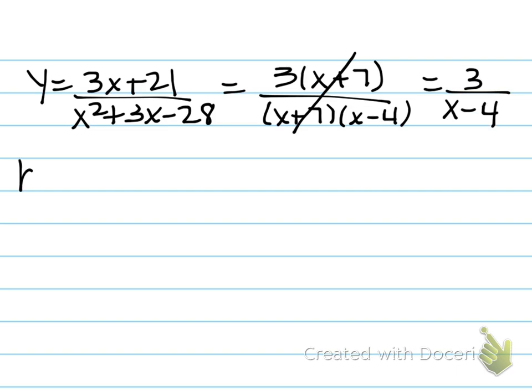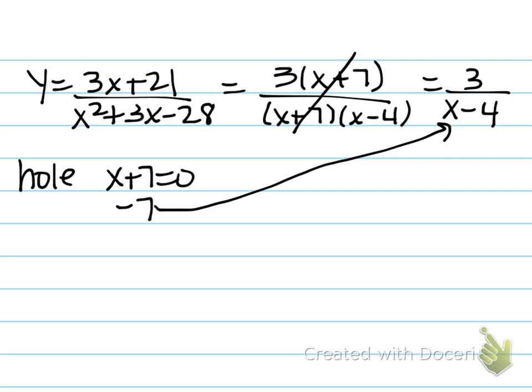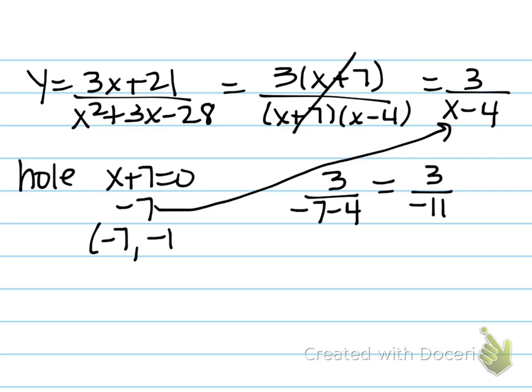So that means I have a hole when x plus 7 equals 0, which is -7. I need to take this x value and plug it into my new reduced function. So I'm going to get 3 over -7 minus 4, which is 3 over -11, which is not very pretty, but that's okay. So my hole is at (-7, -3/11), and then I have a vertical asymptote of x minus 4 equals 0, which is at x equals 4.